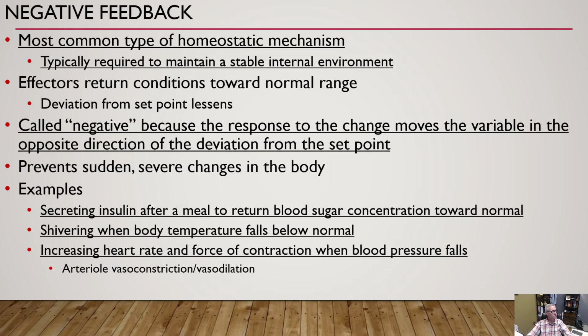So I've used this example, secreting insulin after a meal because your blood sugar is too high. Your blood sugar is too high. We need to dump out some insulin to lower your blood sugar back to its set point. I've also talked about shivering. When your body temperature falls below normal, here's your normal, here's our body temperature. We need to raise our body temperature, so we're going to shiver, break down ATP, and hopefully raise our body temperature back up to normal.